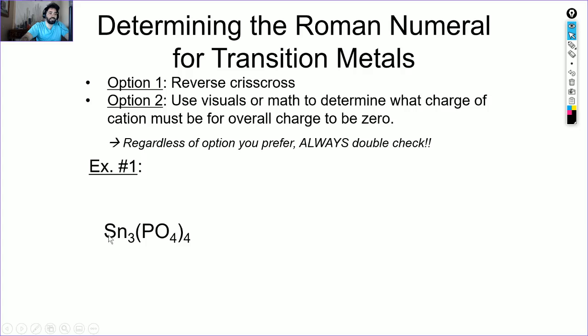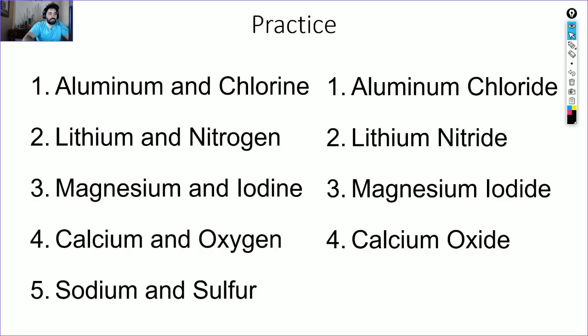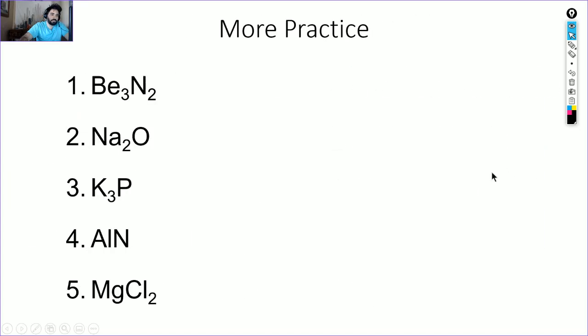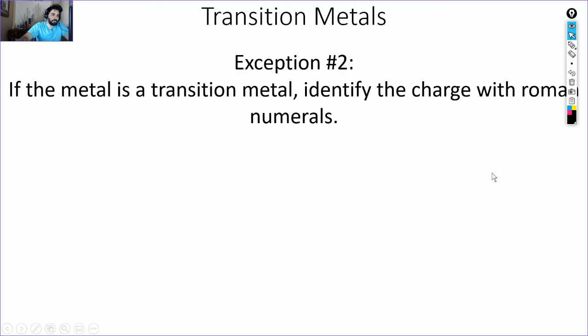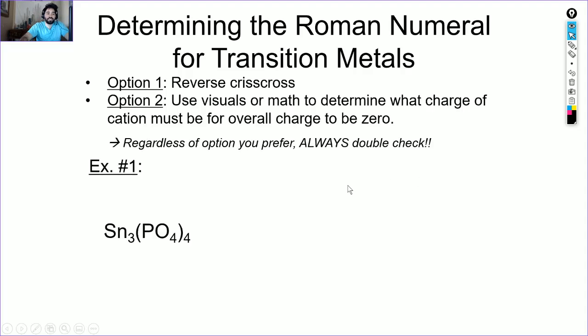Well, if we look, we know tin is going to be one of the transition metals. Actually, if you look at the periodic table, tin is right over here. It's not in the transition metal section, but it is one of our metals that are in this area. Remember, these metals right here work just the same as transition metals as well. So we have tin phosphate. It's not an oxidation number we just know or memorize.